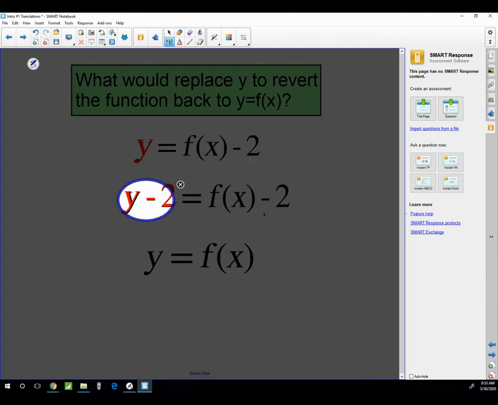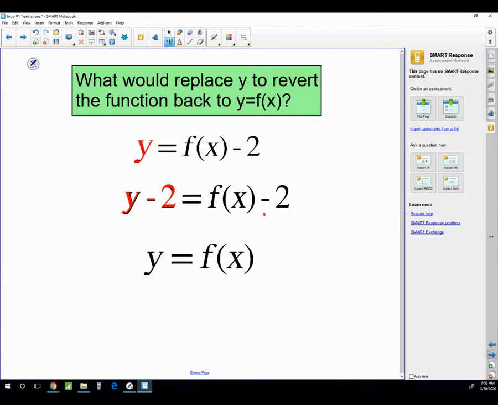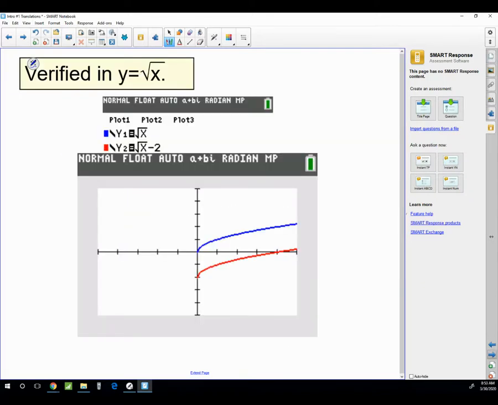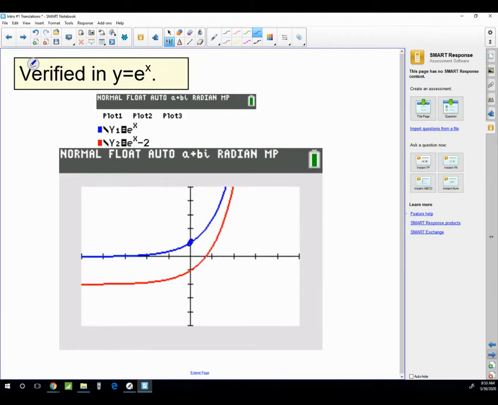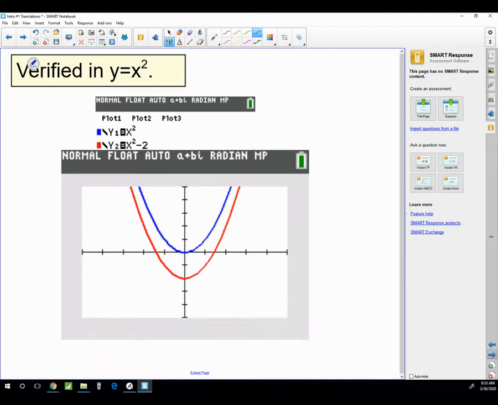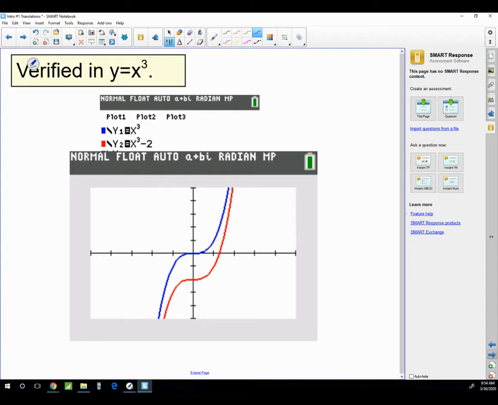It's what you replace. And when a translation, a stretch or a shrink is vertical, you replace what you see. That's what you replace it with. And so it doesn't matter the function. That's just a recap that if you subtract 2 from the function, it moves the function down 2 spaces. The square root function down 2 spaces. The e to the x function down 2 spaces. It's a special function because it doesn't hit the origin, so sometimes it could be harder to talk about. The square function, the parabola, down 2 spaces. The cube function down 2 spaces.